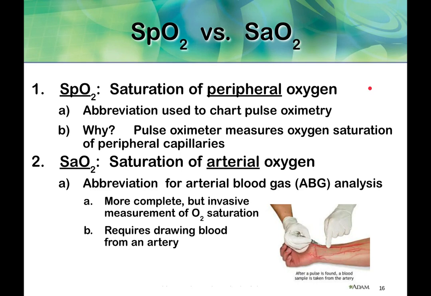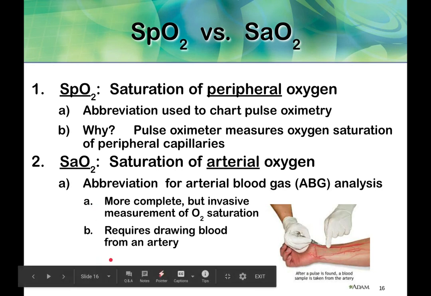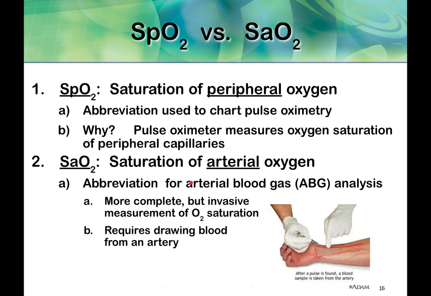So what is the difference between SpO2 versus SaO2? The SpO2 is the saturation of peripheral oxygen, and this is the abbreviation we use to chart the pulse oximetry, because the pulse oximeter measures the oxygen saturation of peripheral capillaries. You could also take an arterial blood gas analysis. This is more complete, but it's invasive. So it requires drawing blood from an artery to measure the arterial blood gas. So that would give you an SaO2. That's not typically something we would be checking as a medical assistant.